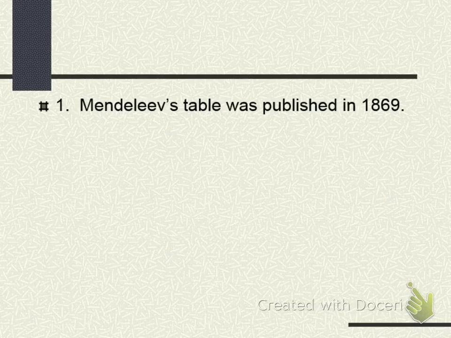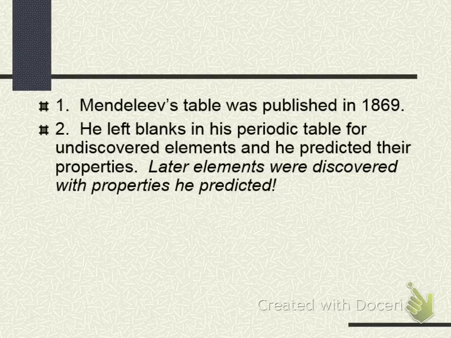And so in your notes, it's got a typo. It says 1896 for the date. So I need you to cross that out and change it to 1869. His first table was published in 1869. And the cool thing is that he left blanks in the periodic table for undiscovered elements, and he predicted their properties. And it was really cool because when those later elements were discovered, they actually had the properties that he predicted based on the pattern that he had first noticed.